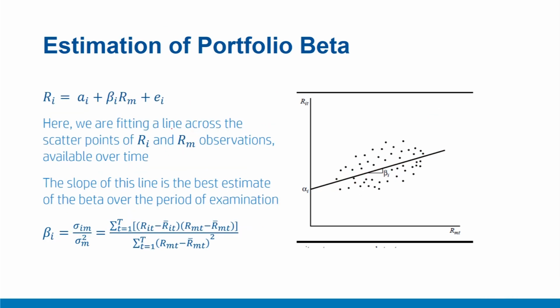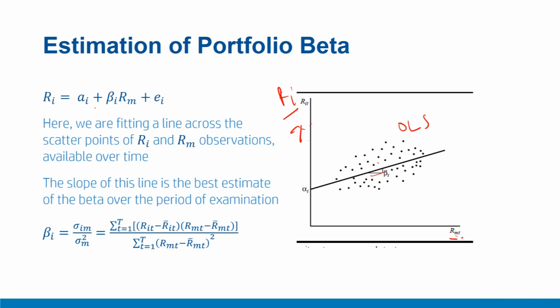Now here, we are fitting the line across scatter points of Rit, the security i's return over different times, and Rmt, which is the market return over different times t. We can observe Ri and Rm from the various databases which are directly available from exchanges or databases like Bloomberg. This plot of Ri and Rm will result in this kind of figure, the line fit between Ri and Rm observations available over time. For drawing this straight line, like I said, we often use the ordinary least squares method. The slope of this line is the best estimate of beta over the period of examination.